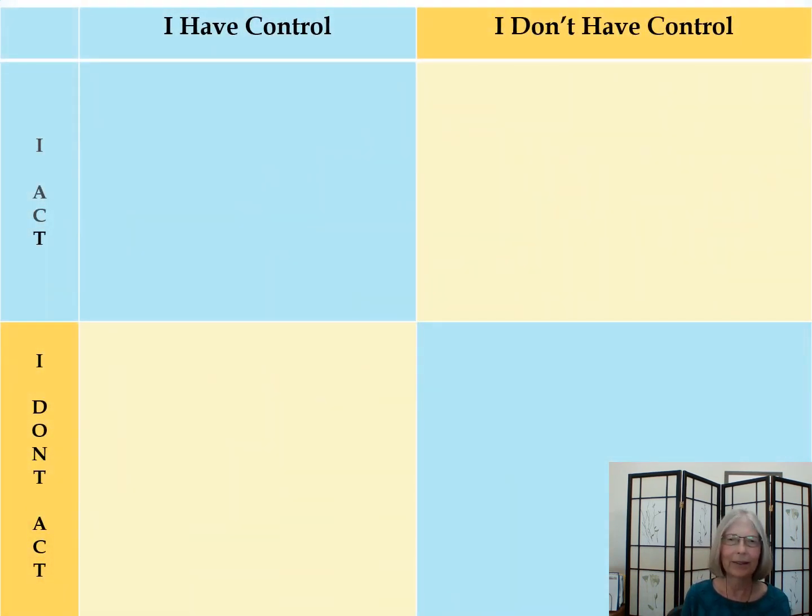Here you can see the 4 quadrants of the control box. It looks at whether you have control, whether you do not have control, and whether you're taking action or not taking action. So in the upper left quadrant, that's your personal power box. That's where you're acting on the things where you do have control. In the lower right is where you're not acting on things you don't have control over. So we'll go into more detail on the next slide.